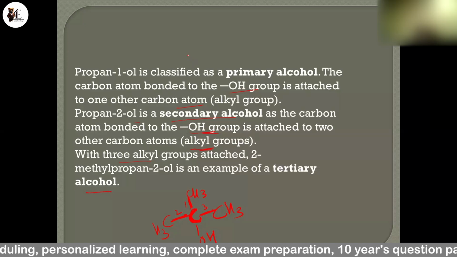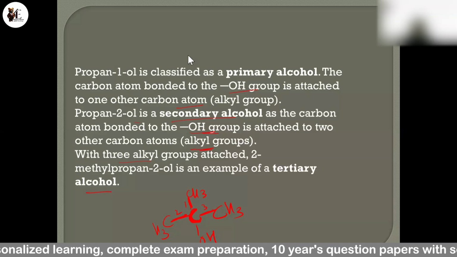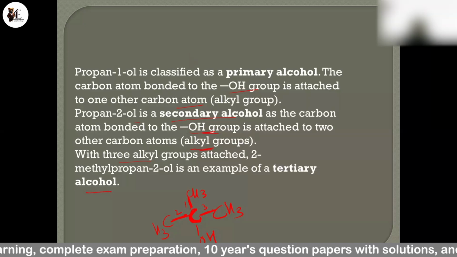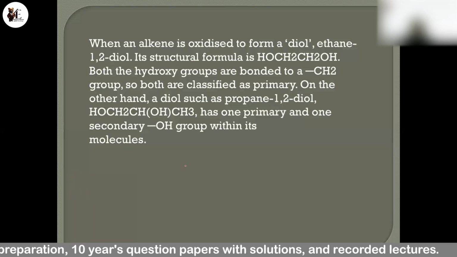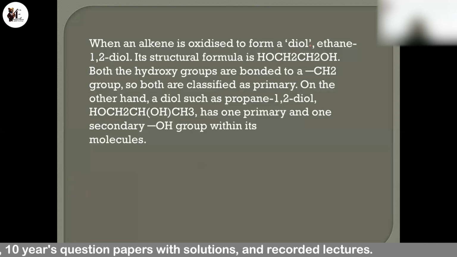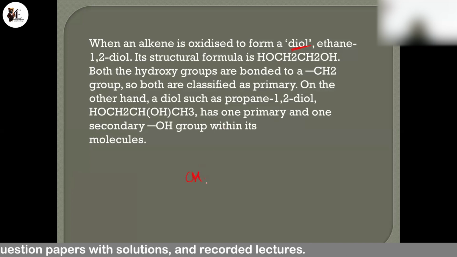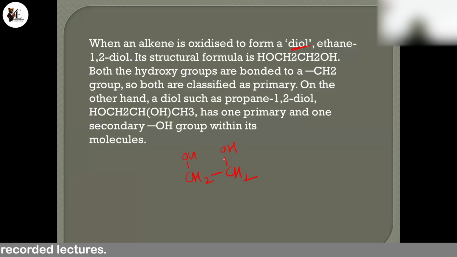So when an alkene is oxidized to form a diol, ethane-1,2-diol, its structural formula is CH2OH-CH2OH. Diol means two alcoholic groups. What is the formula of ethane diol? CH2CH2 and OH groups. So this is the structural formula. Both the hydroxy groups are bonded to a CH2 group, so both are classified as primary alcohols.